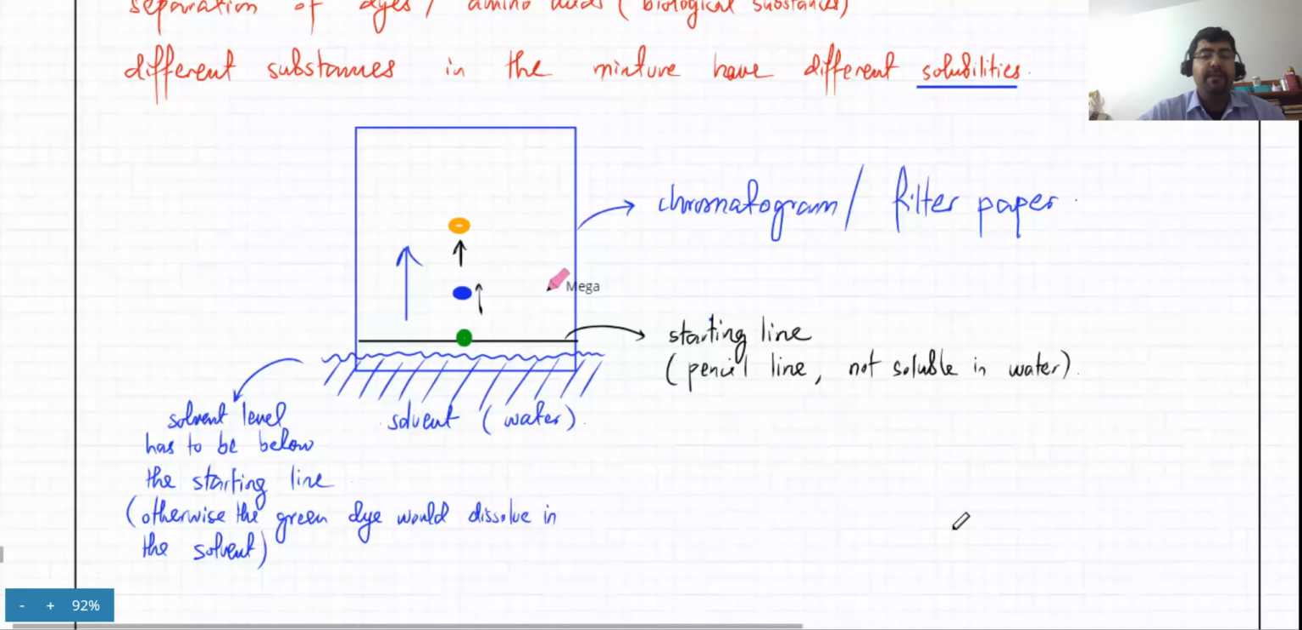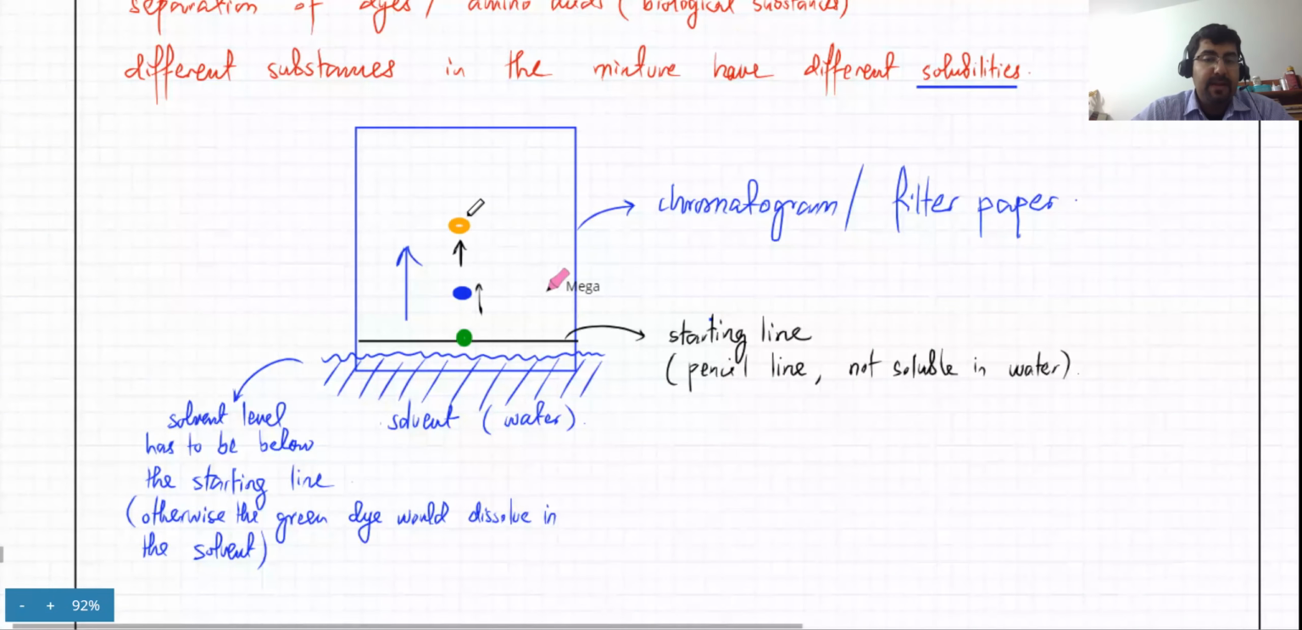Okay, they're going to dissolve in the water. The water gets absorbed into the filter paper over here, and the water starts rising up, and the water starts taking the components of the green dye along with it. So if the dye is very soluble, it's going to travel a longer distance. It's going to start traveling with the water. If it's not very soluble, it's going to stay behind.